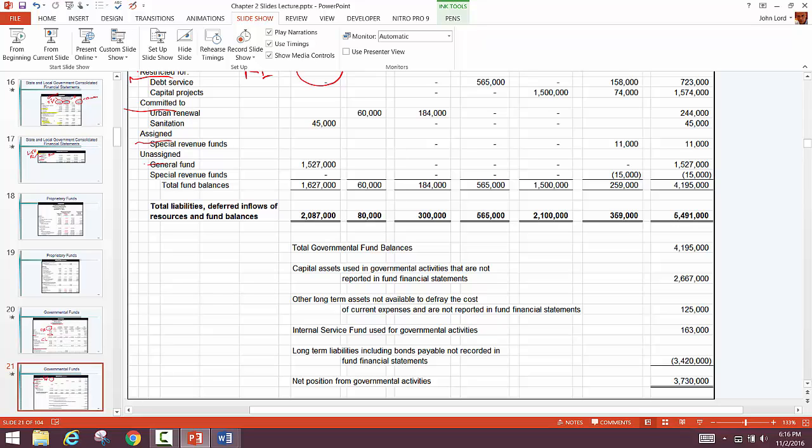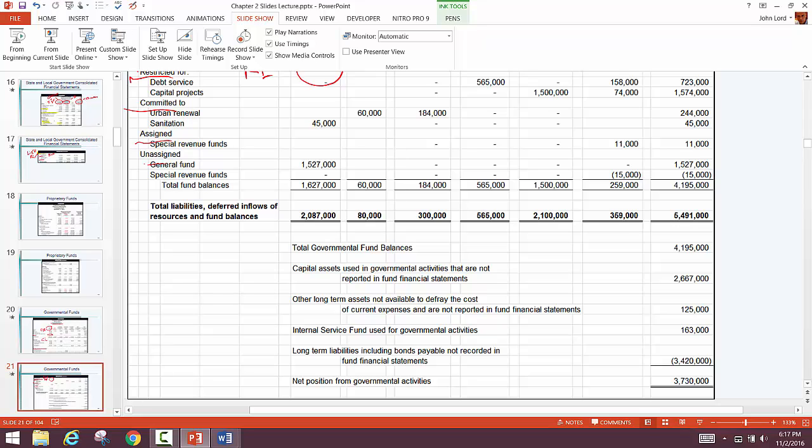I'm going to start with, remember, that 4,195,000 is not the number I'm looking for. I'm looking for 3,730,000. So what do I do? I add in the assets. I subtract out the long-term liabilities, right?